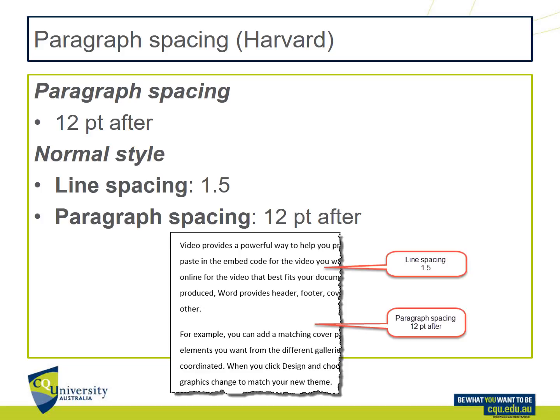Paragraph spacing in Harvard varies from that in APA, so we're going to discuss Harvard paragraph spacing first. For all Harvard paragraphs, the setting is 12 points after. All the main paragraphs of your thesis are 12 points after. So when you're working in your normal style, you're going to set your line spacing to 1.5, and you're going to set your paragraph spacing to 12 points after. Have a look at the example there, and you can see that the line spacing is 1.5 and that the paragraph spacing is somewhat wider, and that's because it's set to 12 points after. Click now to go to the next slide.